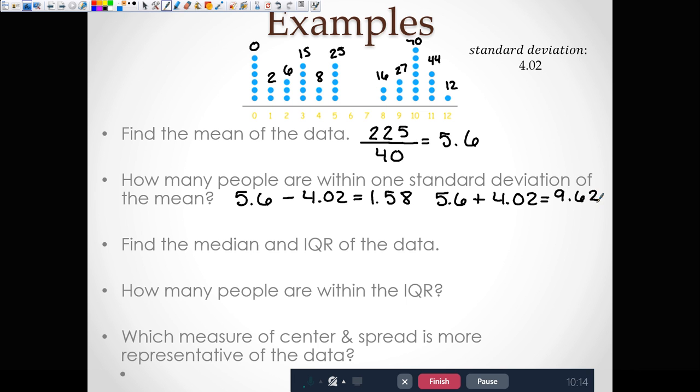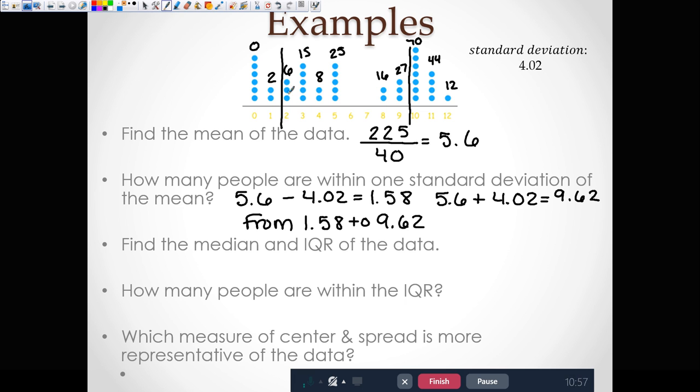All right, so we're looking for all numbers that range from 1.58 to 9.62. Okay, so is 1 larger than 1.58? No. Is 2? Yes. So 2 is going to be my starting point, okay? How about 9? Is 9 less than 9.62? How about 10? No. So it's all numbers that are less than 10. Okay, so let's count how many dots are there.